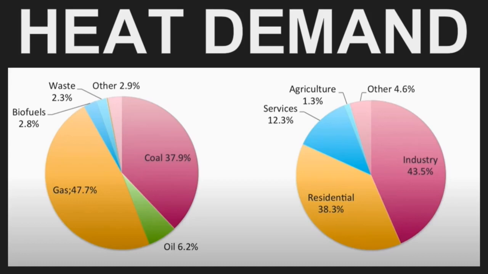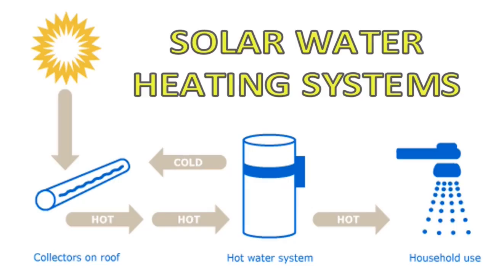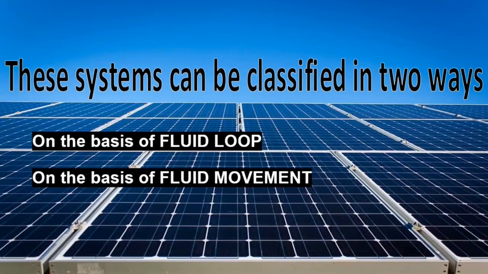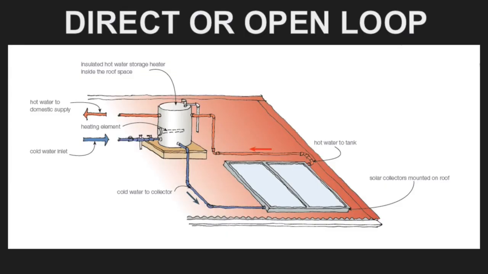So to tackle this problem of heat demand, what we can use is active solar heat energy. Let's explore the same. First, let's talk about solar water heating systems. These systems can be classified in two ways: first, on the basis of fluid loops, and second, on the basis of the fluid movement in the systems. On the basis of fluid loops, they can be divided into direct or open loop.